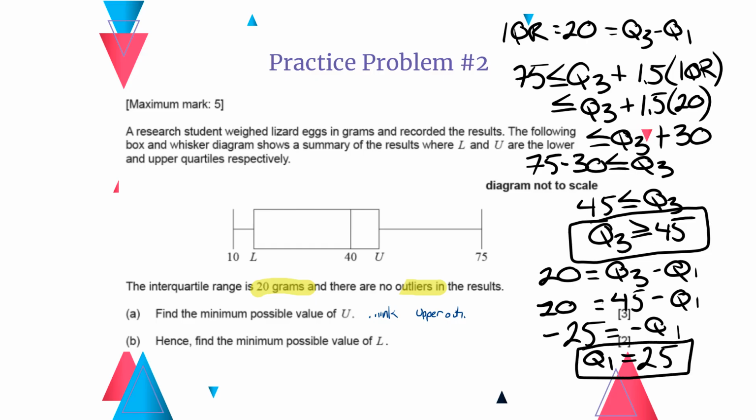So by using the information that we're given, we can find that the minimum possible value for Q3 would be 45, and then as a result, the minimum possible value for L would be 25.